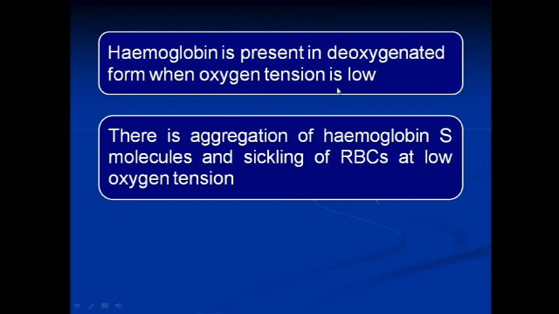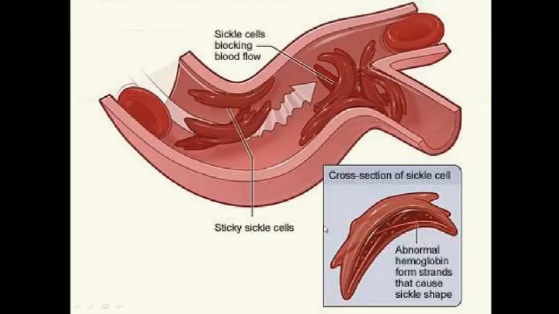Hemoglobin is present in the deoxygenated form when oxygen tension is low. There is an aggregation of RBCs at low oxygen tension. So see here the blocking of the capillaries by sickle cell RBCs. In this way, the capillary is blocked by sickle cells, which are also adhered to the wall of the capillaries.